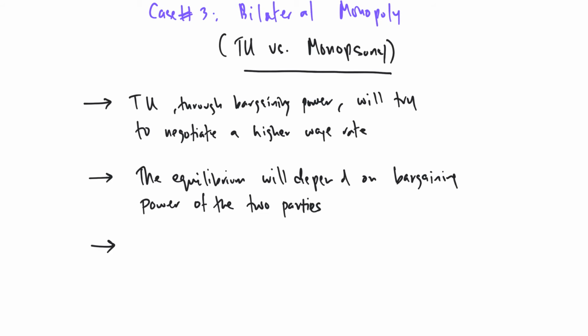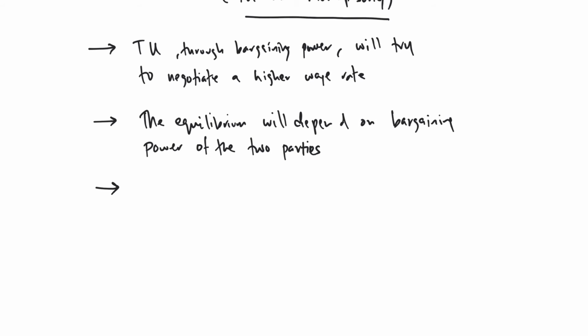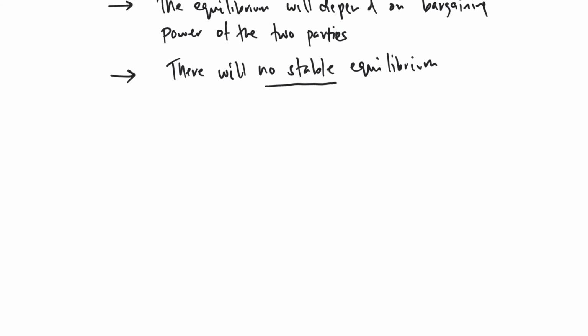And lastly, we also will see this, that there will be no stable equilibrium. In other words, this equilibrium can change depending on changes in bargaining power, but it will not be always the same. It may change, it has a potential to change. Also, we will see that in this case, employment and wages both depend on bargaining power. So let's draw the case to see how it works.